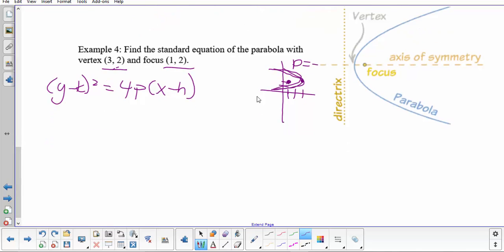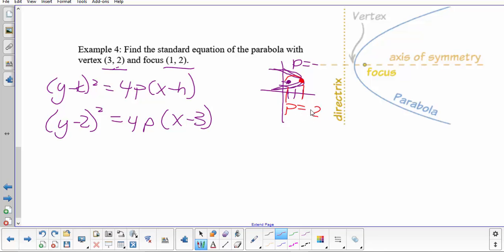So we can substitute some things into our equation. So we have y minus k, so that would be the 2 because it's the y coordinate of the vertex. Y minus 2 squared equals 4p, we'll get back to p in a minute, times x minus 3 because that's the x coordinate of the vertex. Now to find p, we have to find the distance between our vertex and our focus. So if the vertex is at 3, 2 and the focus is at 1, 2, that means p is 2. And because it's opening in the negative direction, we can use negative 2. So when we substitute that in, we get y minus 2 squared equals negative 8 times x minus 3. And that would be the equation of our parabola.